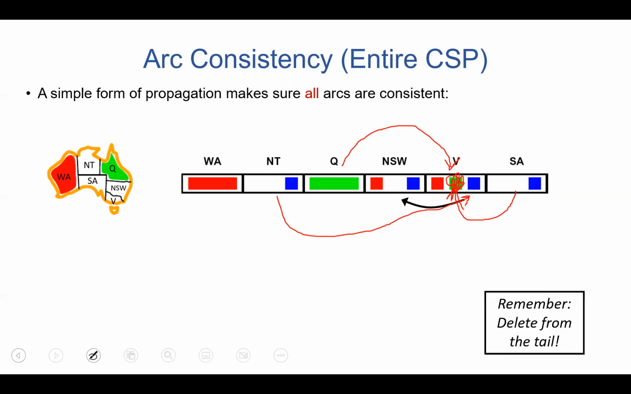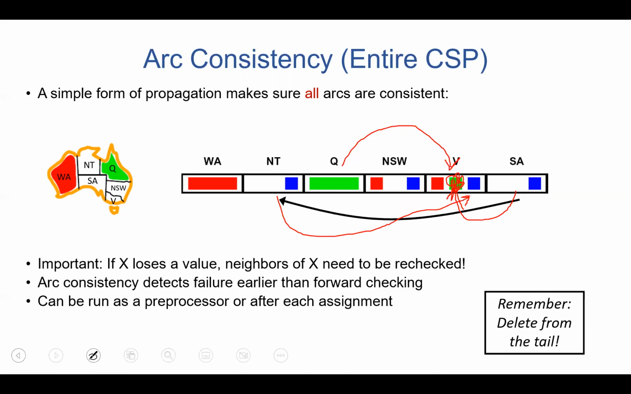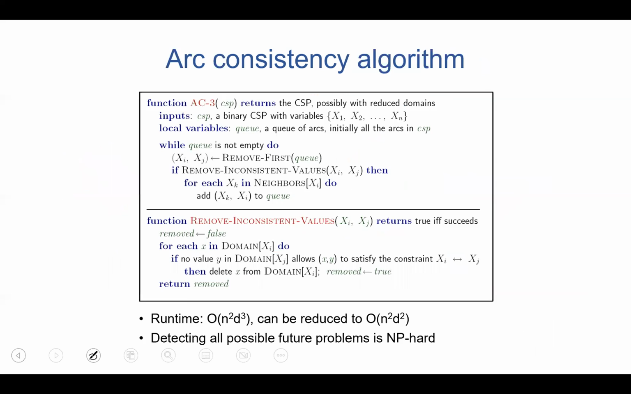So we look at all the arcs, but then we have to keep coming back to each arc again. You see here, if X loses a value, neighbors of X need to be rechecked again, right? Because they will impact the assignments that may have already been made to the neighboring variables, correct? Does it make sense? So let me show you how its complexity is still not too bad compared to d to the power n. So now it's n squared d cubed.